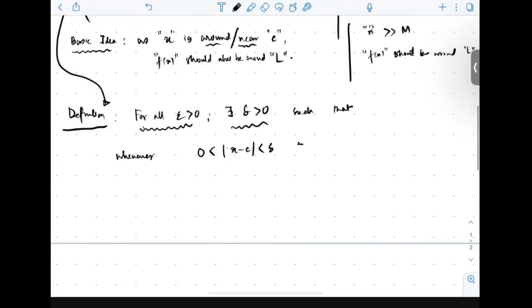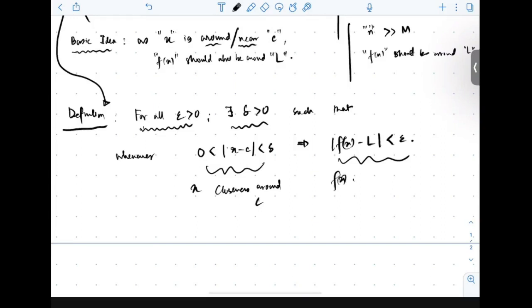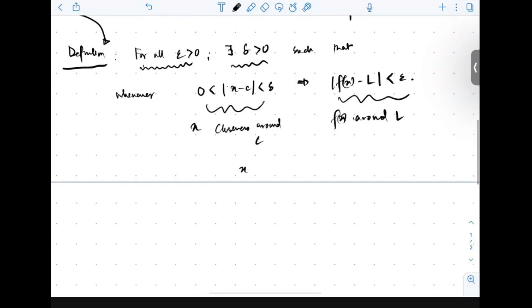Near c or around c, whenever this happens, then f(x) should be around L, within epsilon. So this tells you the closeness around c, and whenever that happens, f(x) should be around L. This is equivalent to saying that x is less than c plus delta and greater than c minus delta, with the condition that x is not equal to c, and here f(x) is less than L plus epsilon and greater than L minus epsilon.